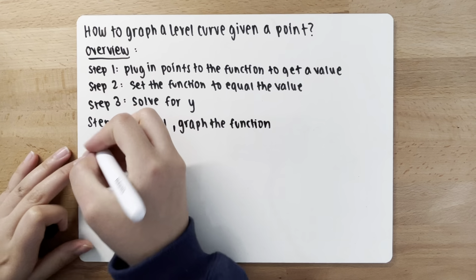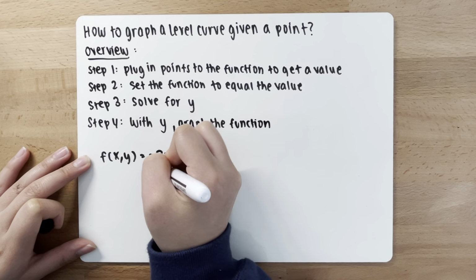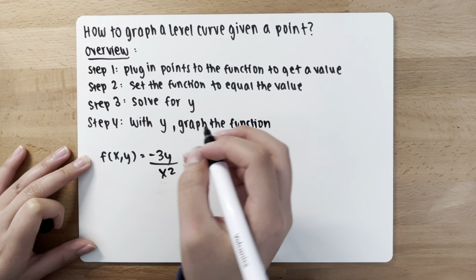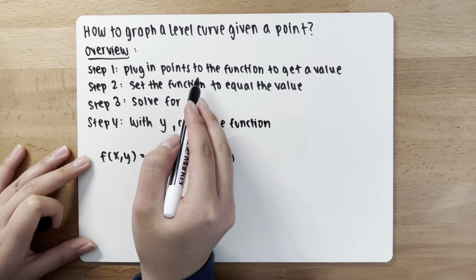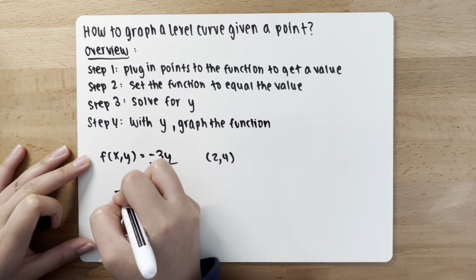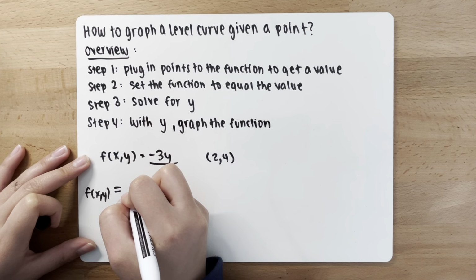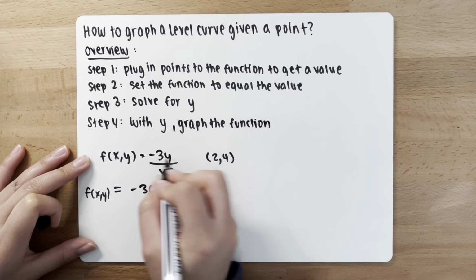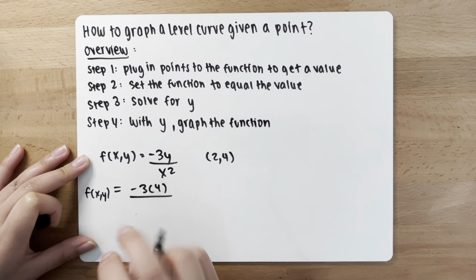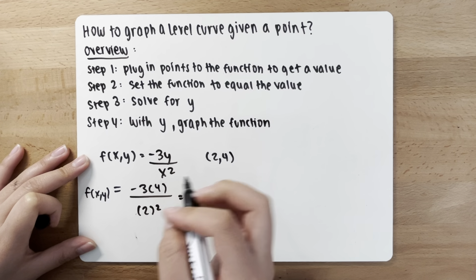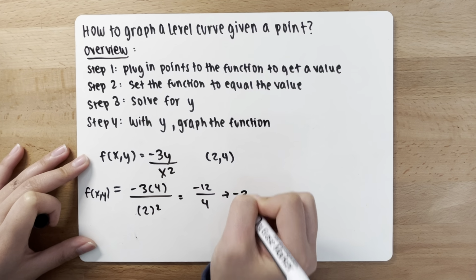So for example, you have a function f(x,y) equals negative 3y over x squared. Okay, you want to sketch a level curve at (2, 4). You begin by step 1, plugging in the points to the function to get a value. So you get f(x,y) equals negative 3 times y, which is 4, over x, which is 2 squared. So negative 3 times 4 is negative 12. 2 squared is 4. You have negative 3.